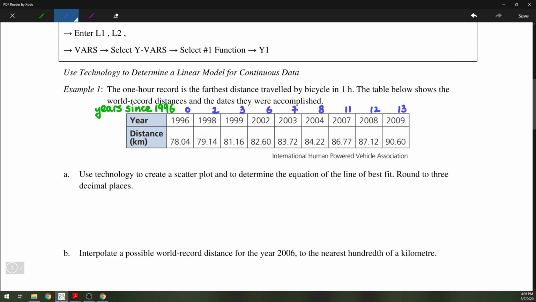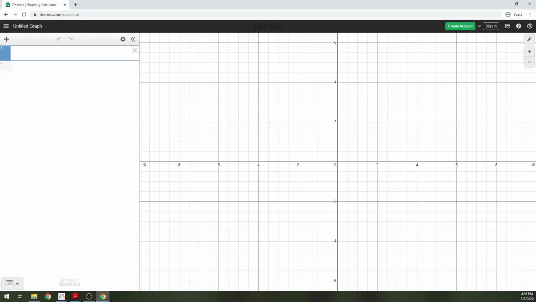Now what we're going to do is go to desmos.com with a graphing calculator. And once we are there, we're going to go to the add item option. We're going to add a table. Okay, so the table is already labeled as x1, y1. We're going to enter the years since 1996 as our x variable because, of course, the distance traveled is dependent on the year. Okay, so we will have 0, 2, 3, 6, 7, 8, 11, 12, and 13.